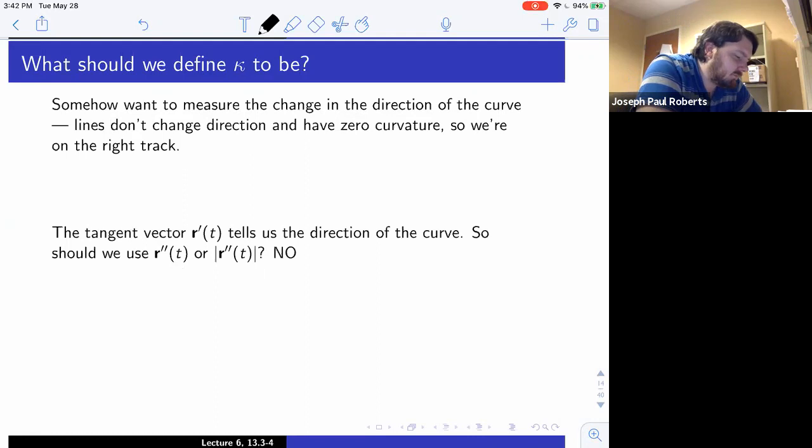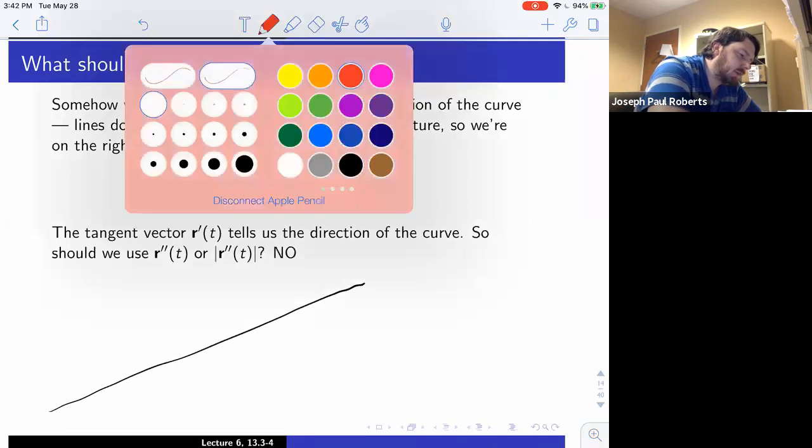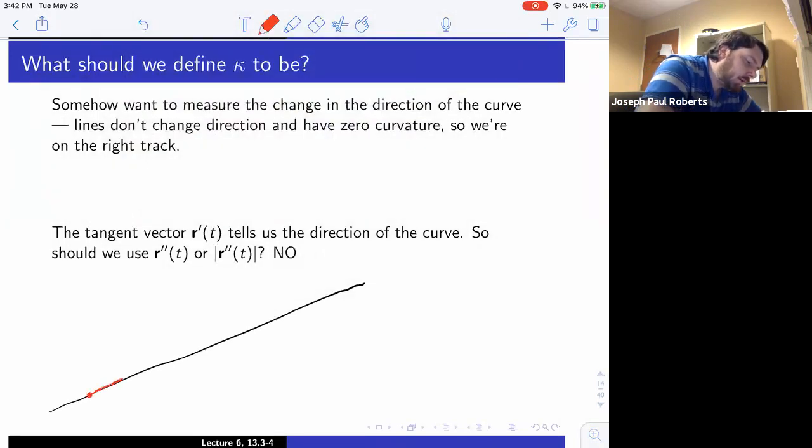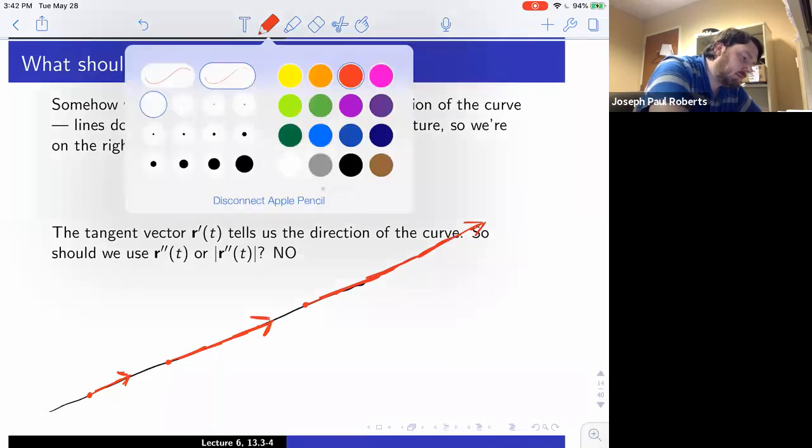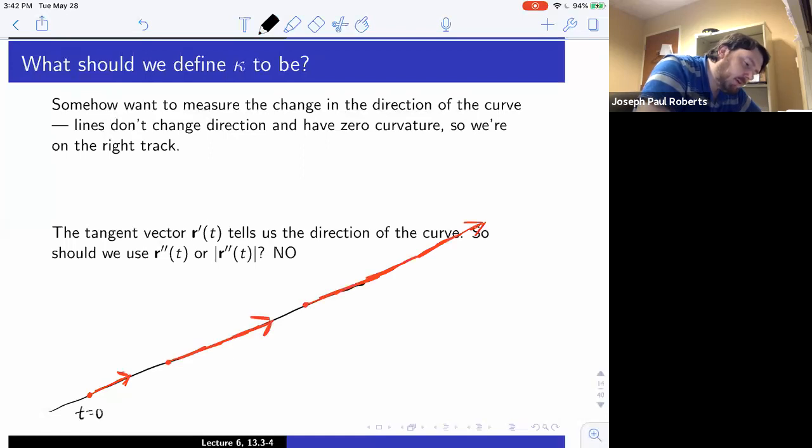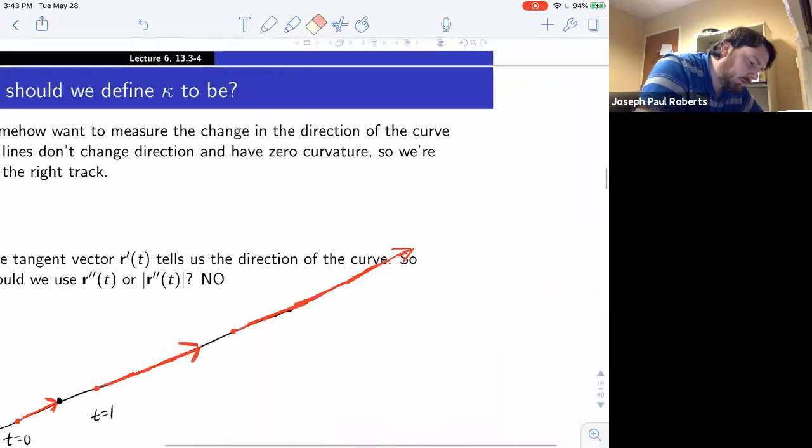It turns out I don't want to have that be the case, because we want the curvature of a straight line piece to be 0, but it's possible to accelerate in a straight line, right? Let's say that your particle starts here at t equals 0, and then at t equals 1, let's say it's there. Well, I guess it would be here at t equals 1, so that's annoying, sorry.